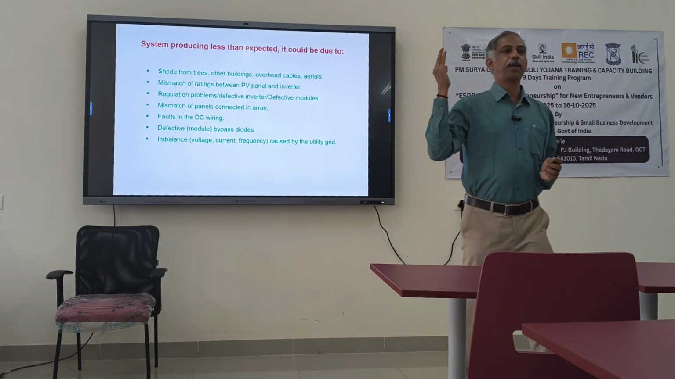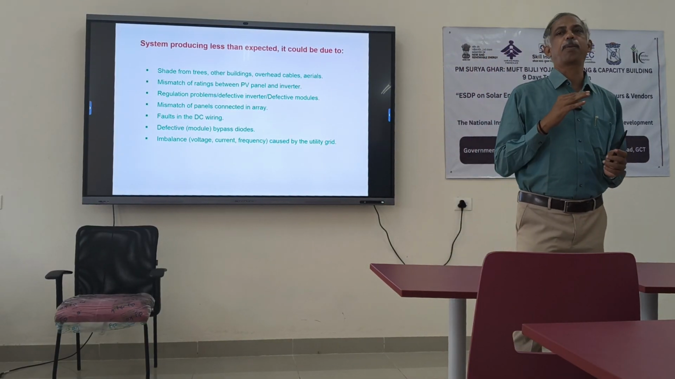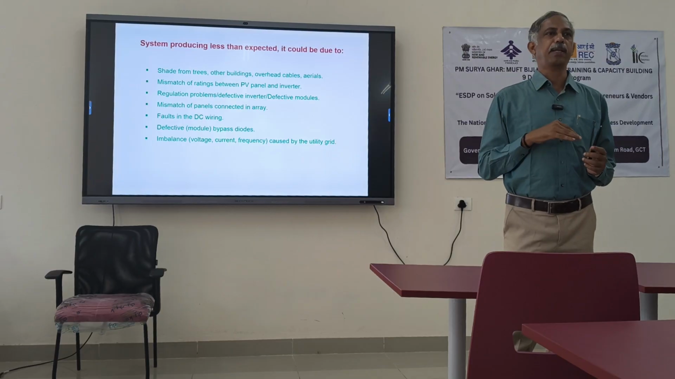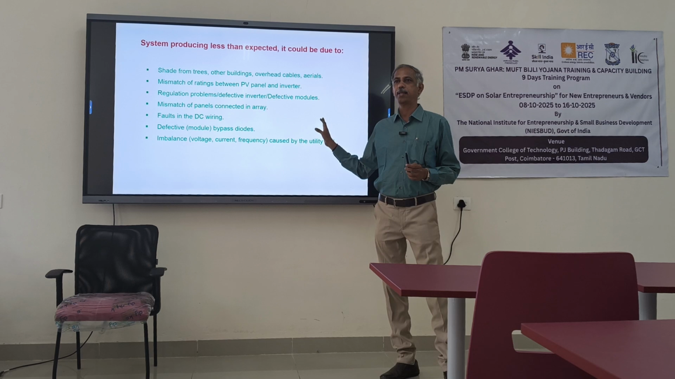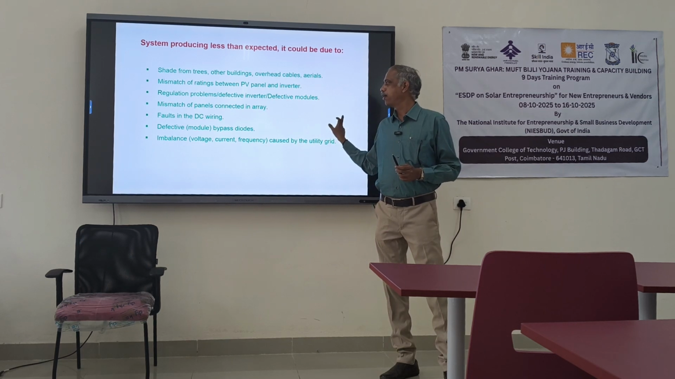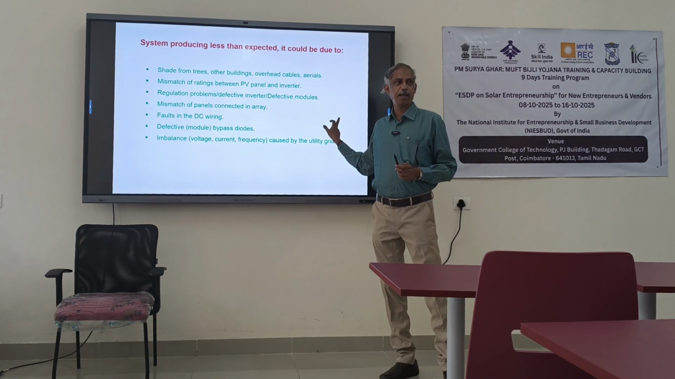Grid voltage frequency should be maintained from the solar power generation. Otherwise, there is a mistake, so there may be a reduction in power generation. Okay, these are some of the causes which cause reduced power generation from a given solar panel.